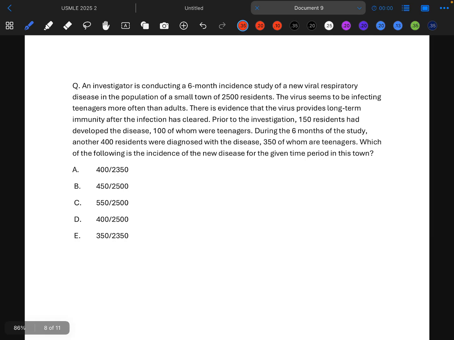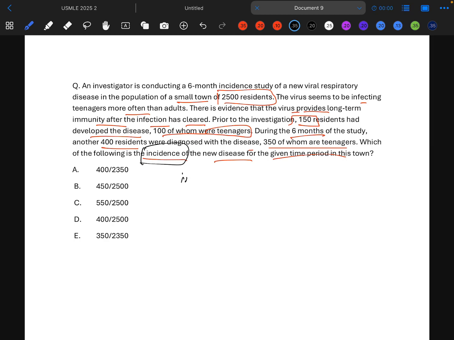Now we move to our next question. An investigator is conducting a 6-month incidence study of a new viral respiratory disease in a small town population of 25 hundred residents. The virus seems to infect teenagers more often than others. There is evidence that the virus provides long-term immunity after the infection has cleared. Prior to the investigation, 150 residents had the disease, hundreds of whom were teenagers.